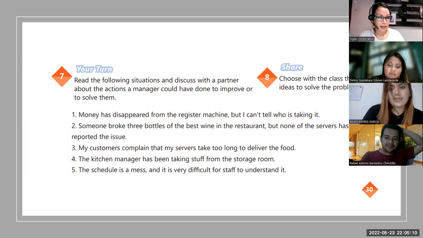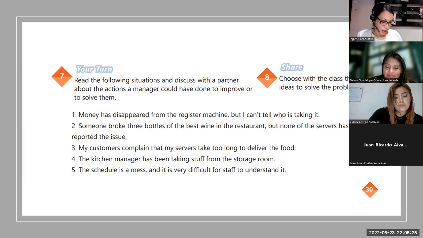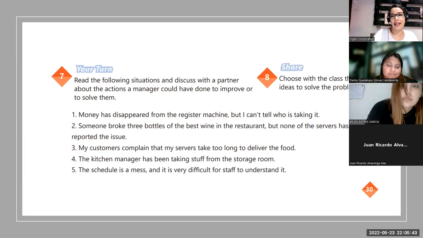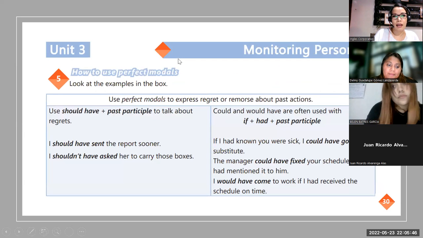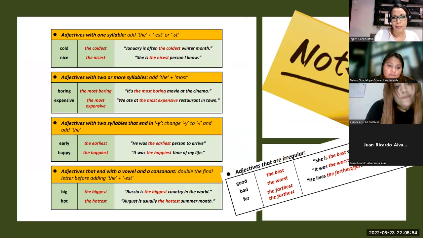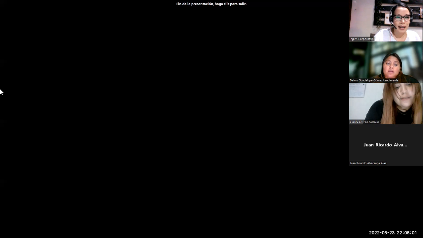Okay, good. Does anybody have anything else? If I had known the kitchen manager has been taking stuff from the storage room, I should have, how can I say, poner cámaras? I should have installed surveillance cameras. Okay, now, yes, and that is the topic of monitoring personnel, and it is about surveillance. I think it's somewhere there. It was around there, surveillance, cameras. But yes, it's a good idea.